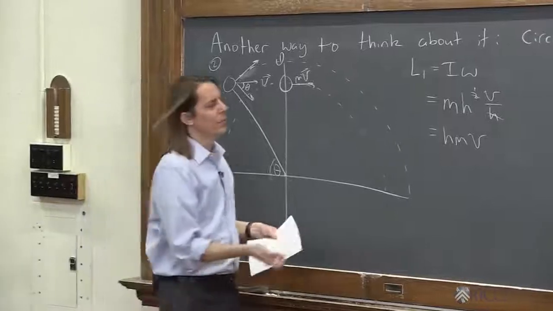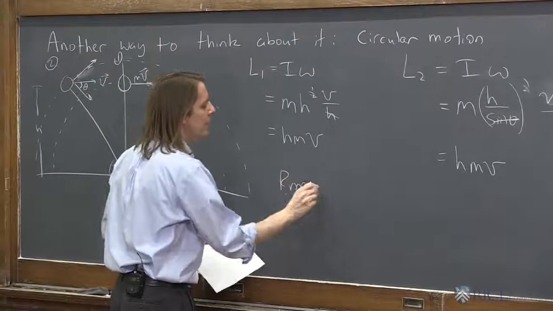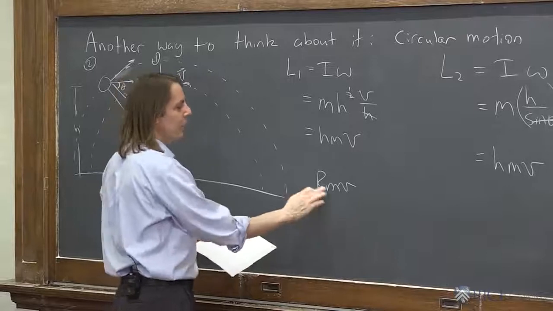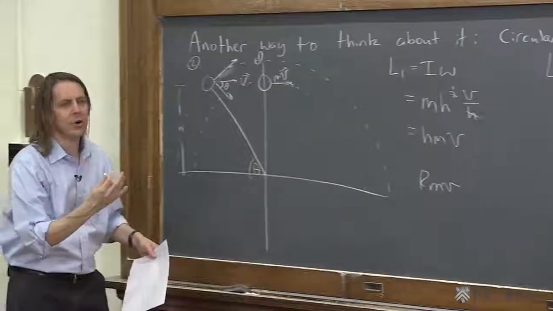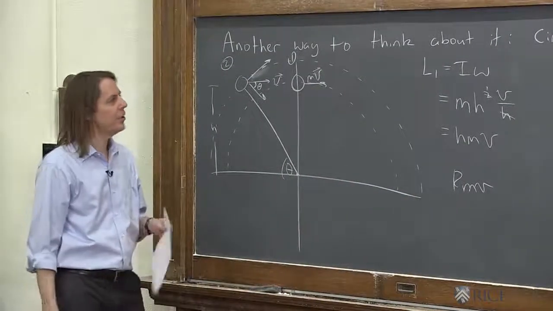So you'll see this in books a lot, written probably as rmv. The angular momentum of a particle going by an axis is rmv. Here we've been calling it h, or mvr. You might see it written mvr. But that's really all that's going on.